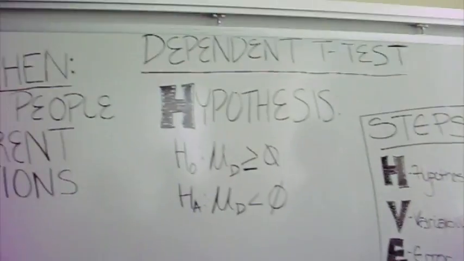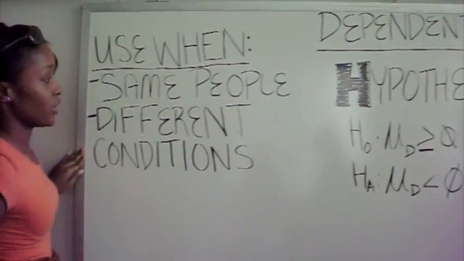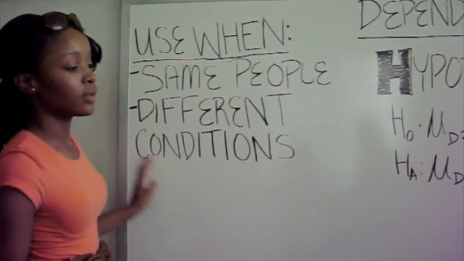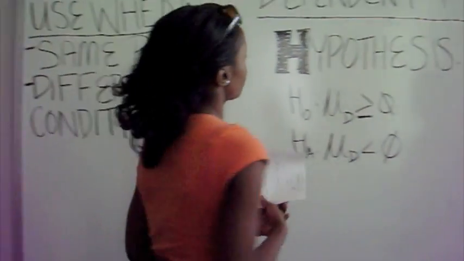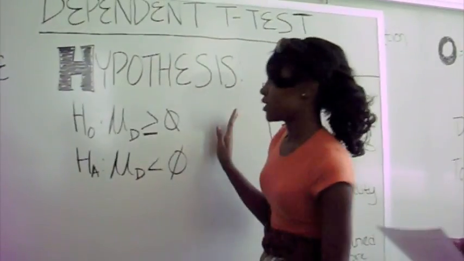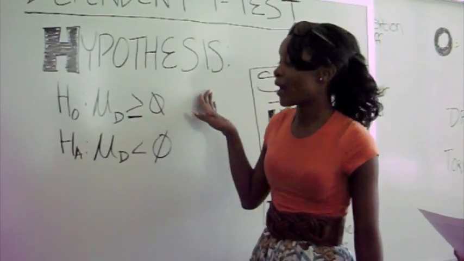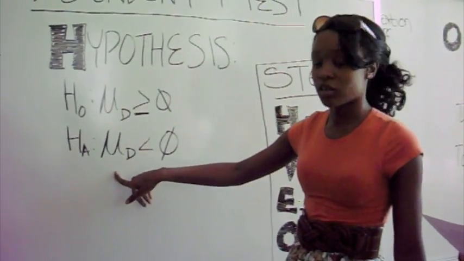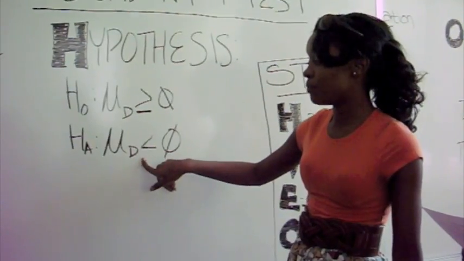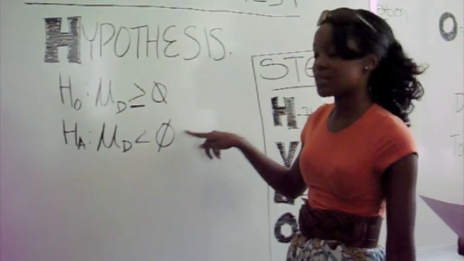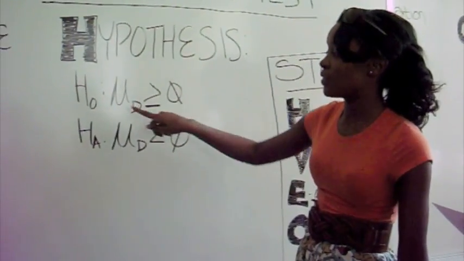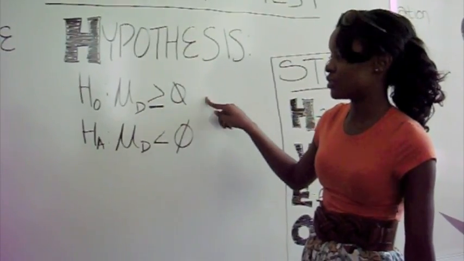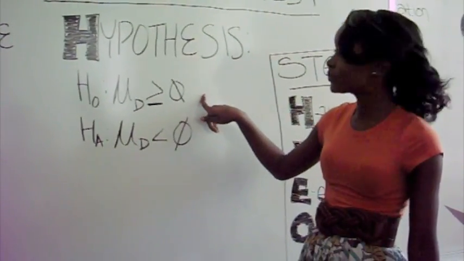Dependent t-test. The dependent t-test is used when you have the same people with different conditions, which is stated in the previous test. So for this particular test, the hypothesis is we believe that the mu difference would be less than 0, and that the mu difference would be greater than or equal to 0 for the null hypothesis.